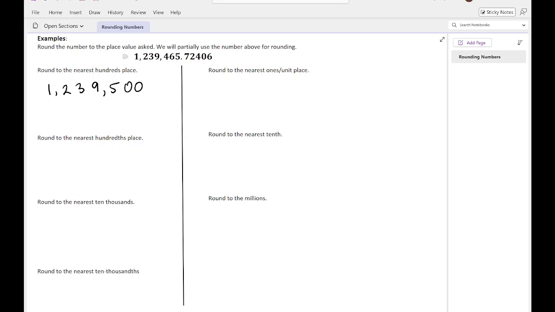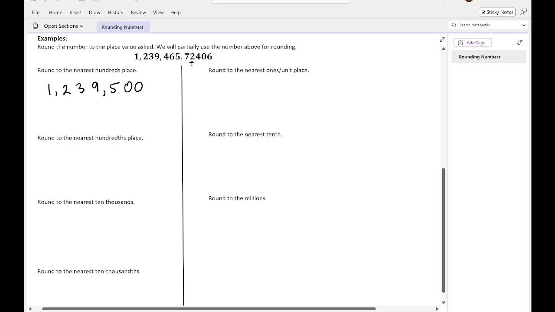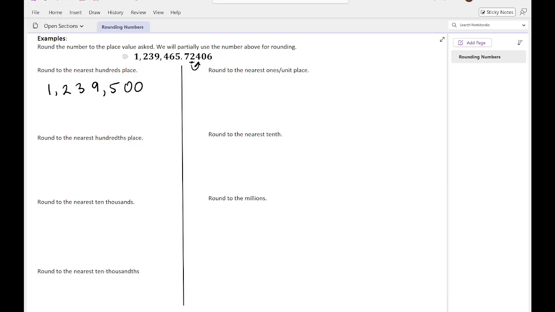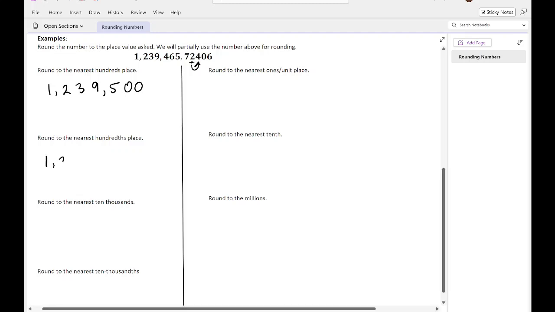Now let's do it again, but we're going to round to the nearest hundredths place. So since it ends in -ths, so decimal, tenths, hundredths is going to be right here at the 2. So we are now going to look immediately to its right at the 4. Since it's a 4, it is less than 5, which means we're not going to do anything to the 2. We're just going to leave it alone. So we're going to get 1, 2, 3, 9, 4, 6, 5.72. And then everything else after that, the zeros, are unnecessary to write.